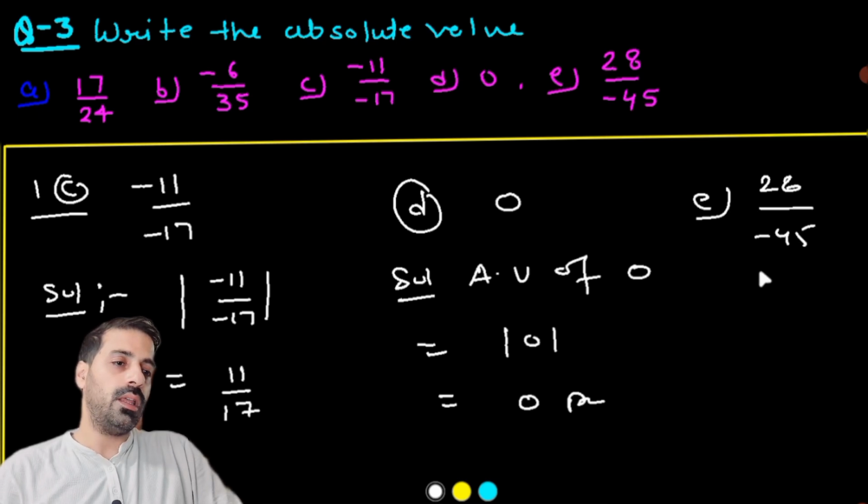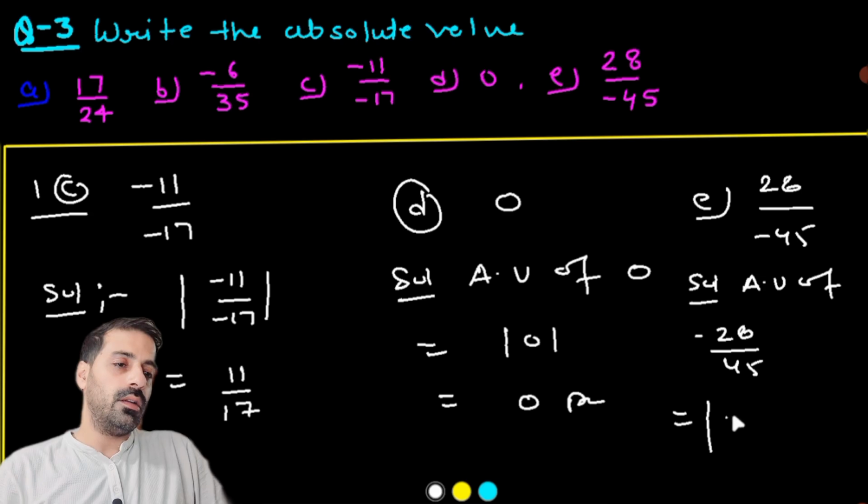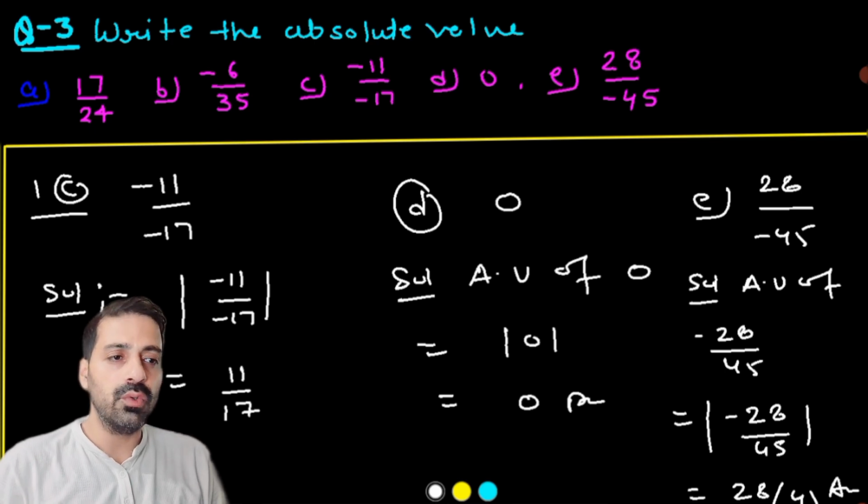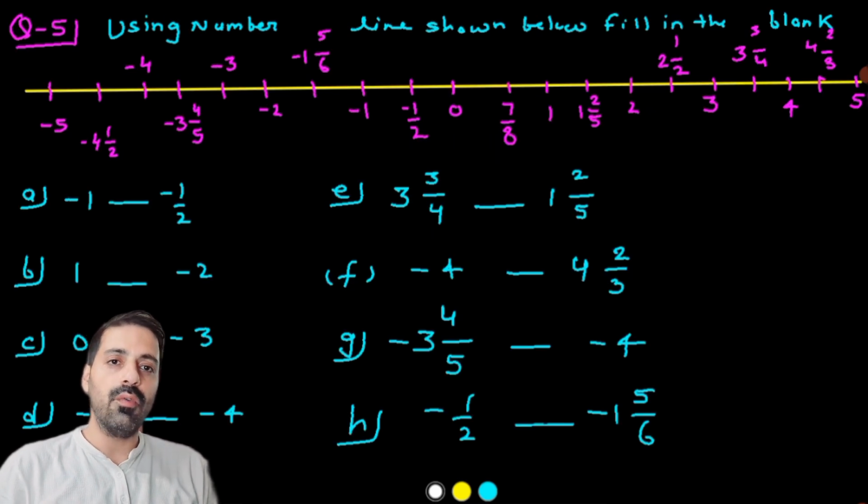Now part E: 28 upon negative 45. Solution: I write the absolute value of negative 28 upon 45. So the mode of negative 28 upon 45 gives the final answer, 28 upon 45. Is it clear to everyone? This is the solution of question number 3 of all parts.